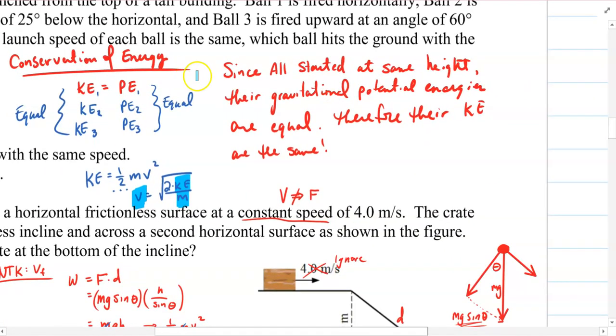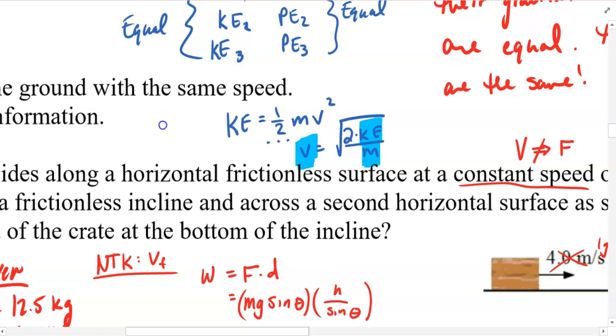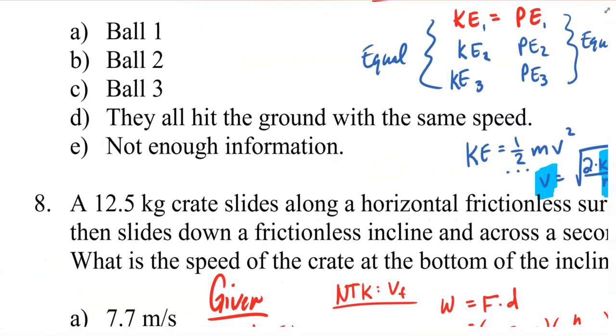So generally speaking, since they all start at the same height, their gravitational potential energies are equal, and therefore their kinetic energies are the same. And by an extension of the definition of kinetic energy, we see that their velocities are the same as well. So it's kind of interesting and perhaps counterintuitive to most.